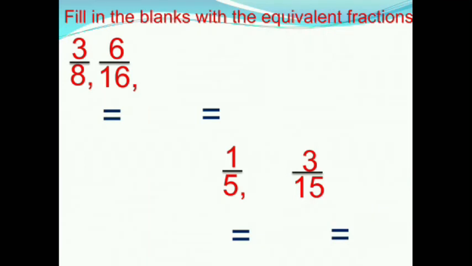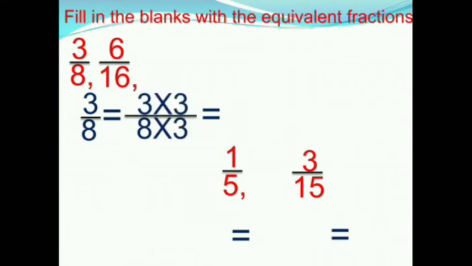Children, now we will fill in the blanks. First we have 3 by 8. The second equivalent fraction is given. It is 6 by 16. Now we will find the third equivalent fraction. To find the third equivalent fraction, we should multiply the numerator and denominator by 3. 3 3s are 9, 8 3s are 24. So the third equivalent fraction is 9 by 24.